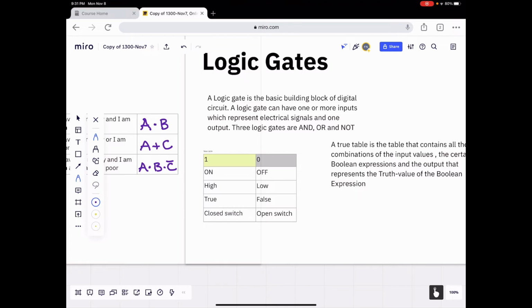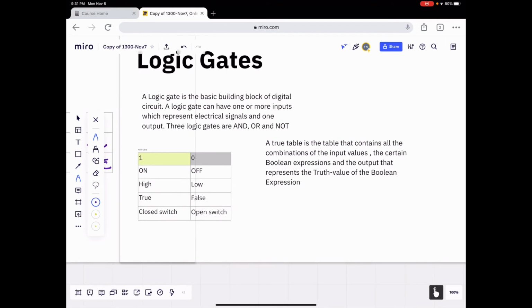Off means zero, could be low, could represent false or an open switch. Okay, so we have three basic gates that we learn here. Number one is AND, number two is OR, and number three is NOT. And in all of them, later on you will have a truth table that goes with the Boolean expression.